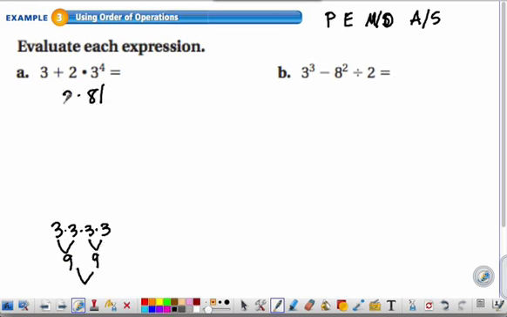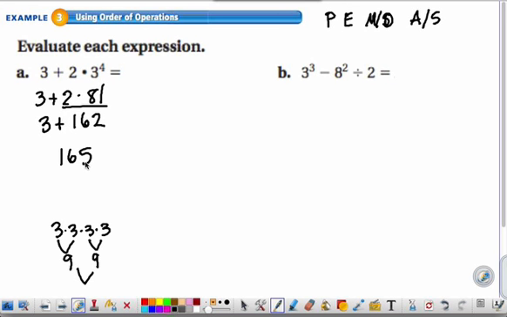And we bring down everything we haven't used yet. Now we have to multiply. 2 times 81 is 162. We have to bring down our +3. And 3 plus 162 is 165.